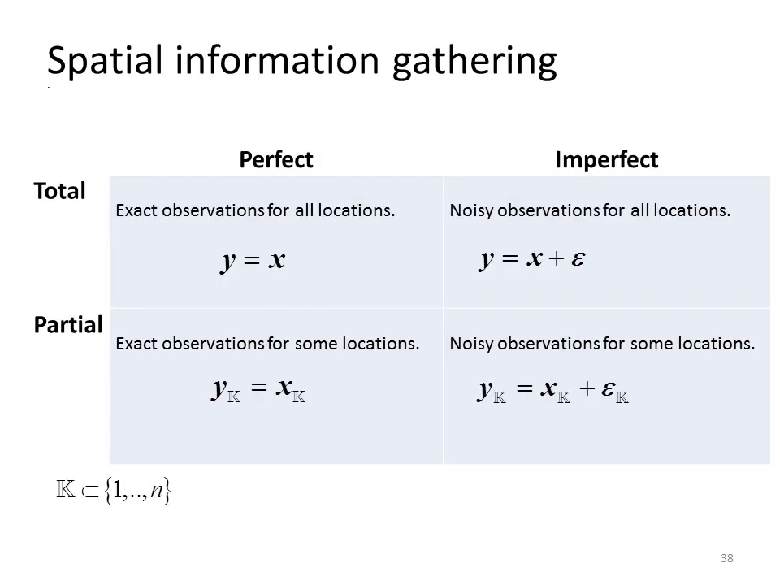The spatial information gathering also could be perfect or imperfect information, and it could also be total or partial. Because information is spatial, we might choose to observe information at all locations or perhaps at a few of the locations. And we might want to observe perfect information at a few locations and maybe imperfect information at a large number of locations.